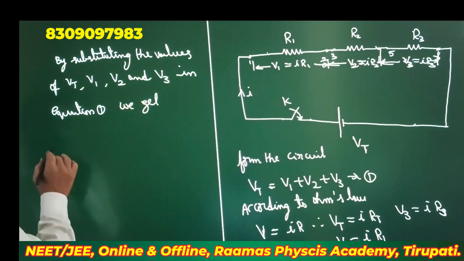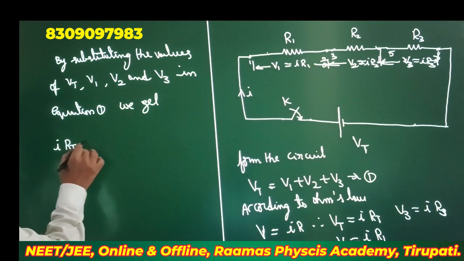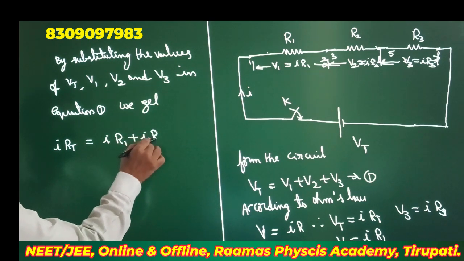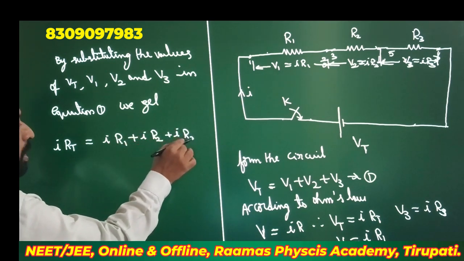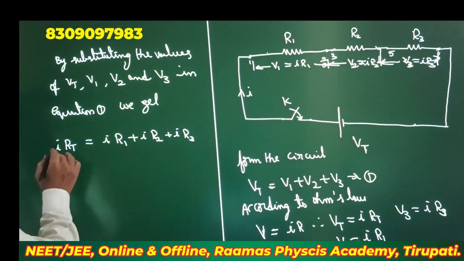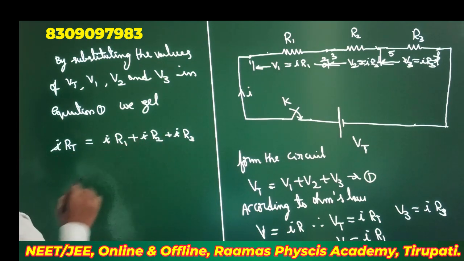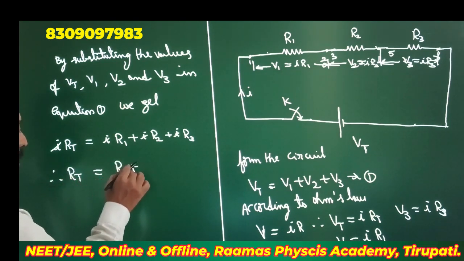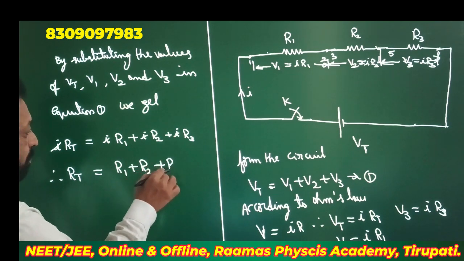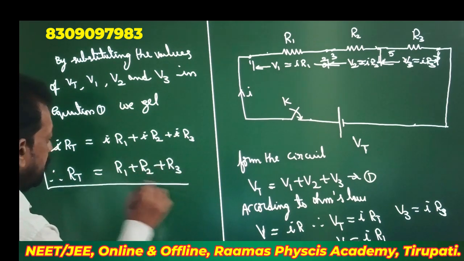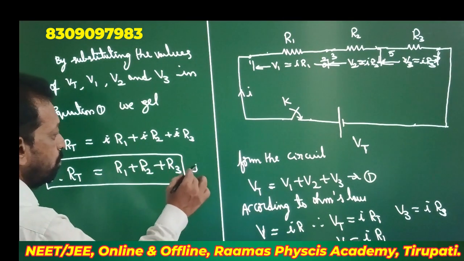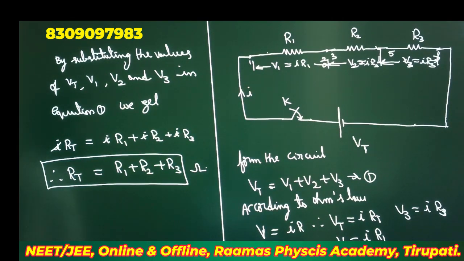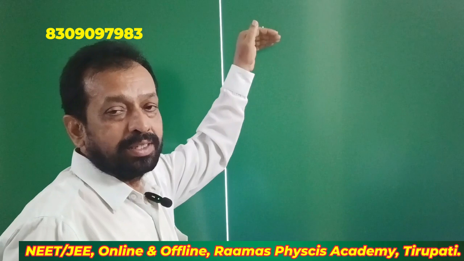I RT is equal to I R1 plus I R2 plus I R3. I is common, so it cancels. Therefore, RT is equal to R1 plus R2 plus R3. When the resistances are in series, this is the formula. The unit is ohm. Series is over. Next, the parallel combination.